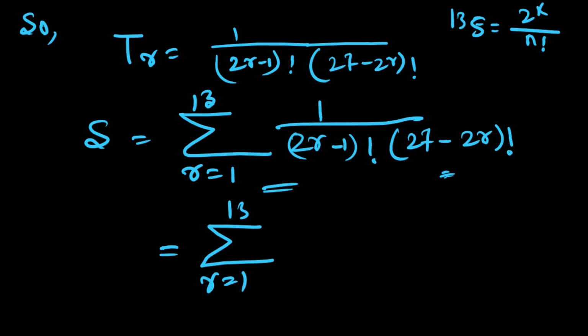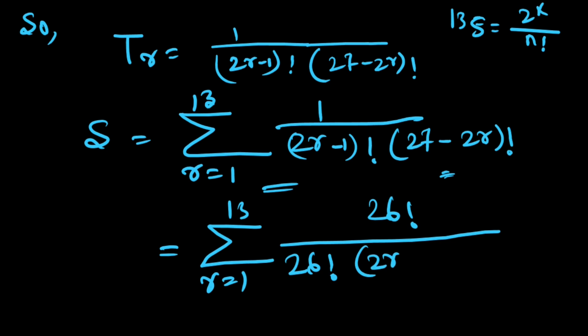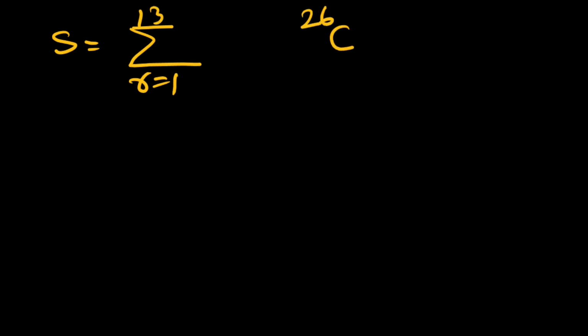If we forcefully multiply by 26 factorial, and also divide by 26 factorial, the two cancel and the rest stays the same: (2r minus 1) factorial, (27 minus 2r) factorial. Therefore S is equal to the sum over r from 1 to 13 of 26C(2r minus 1) over 26 factorial.